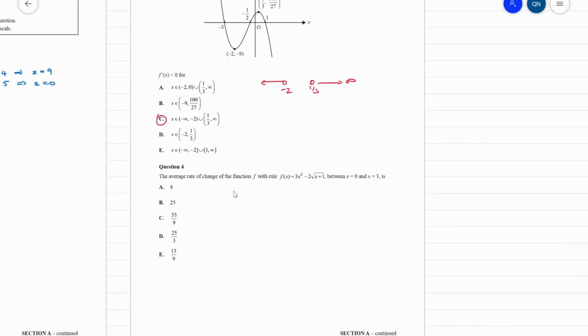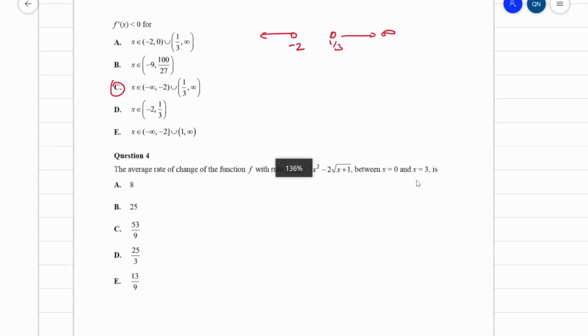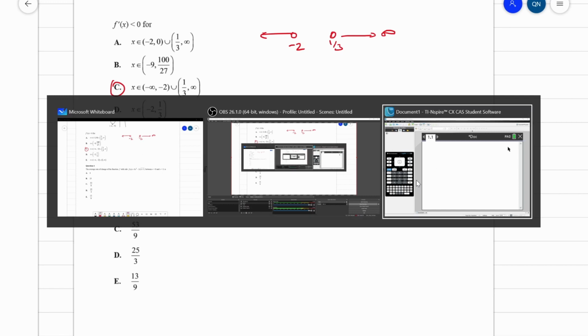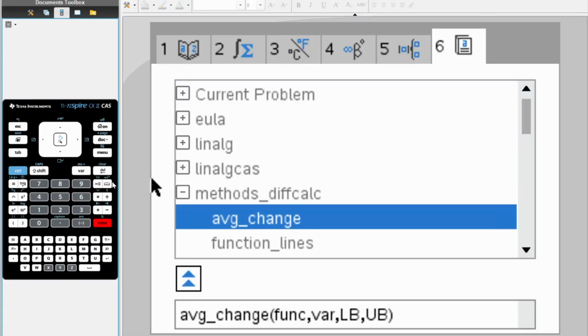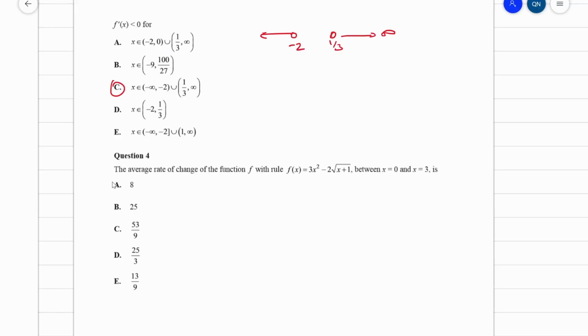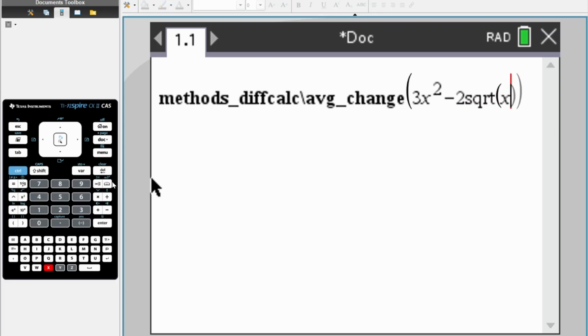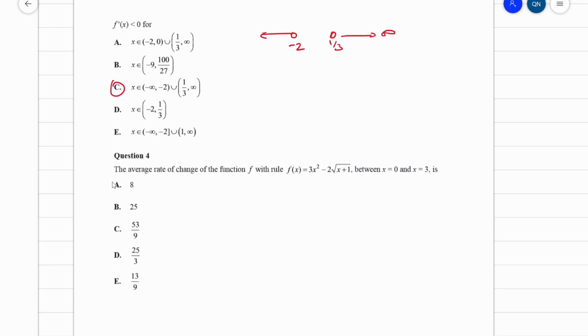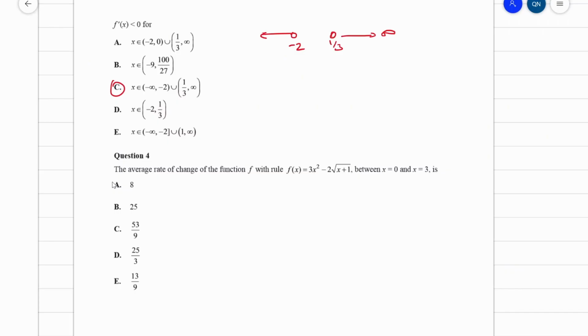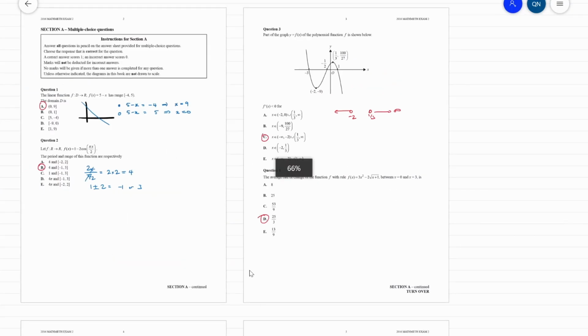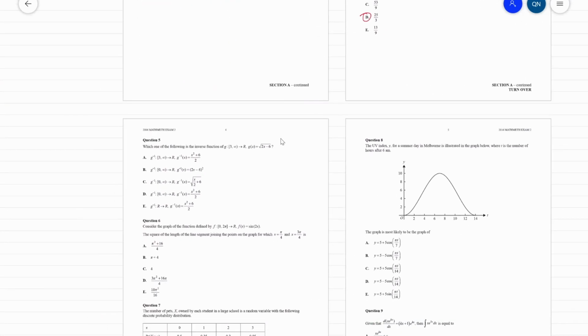Okay, question 4, the average rate of change of the function f with this particular rule between 0 and 3 is, just use the average rate of change formula, or if you have the CAS programs, go to methods differential calculus, average rate of change, and then we type in 3x squared, then -2 square root of x plus 1, comma x, and then we have from 0 to 3. That gives us 25/3, which is D. If you're interested in the CAS programs, then the link will be in the description.